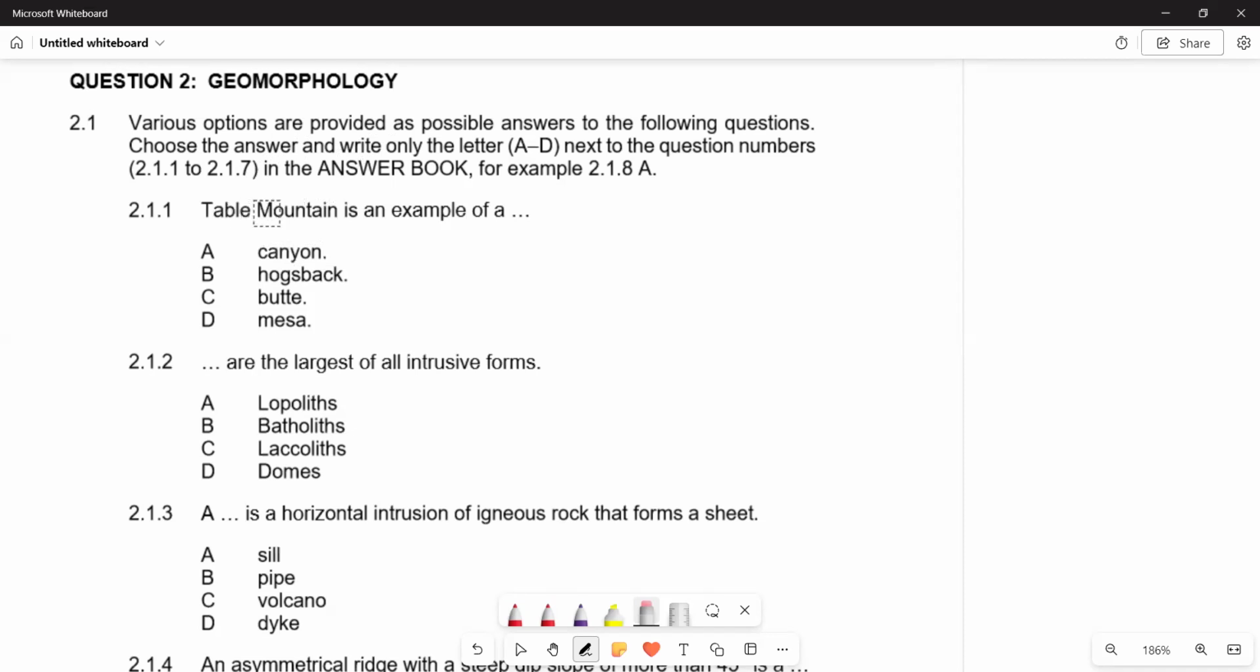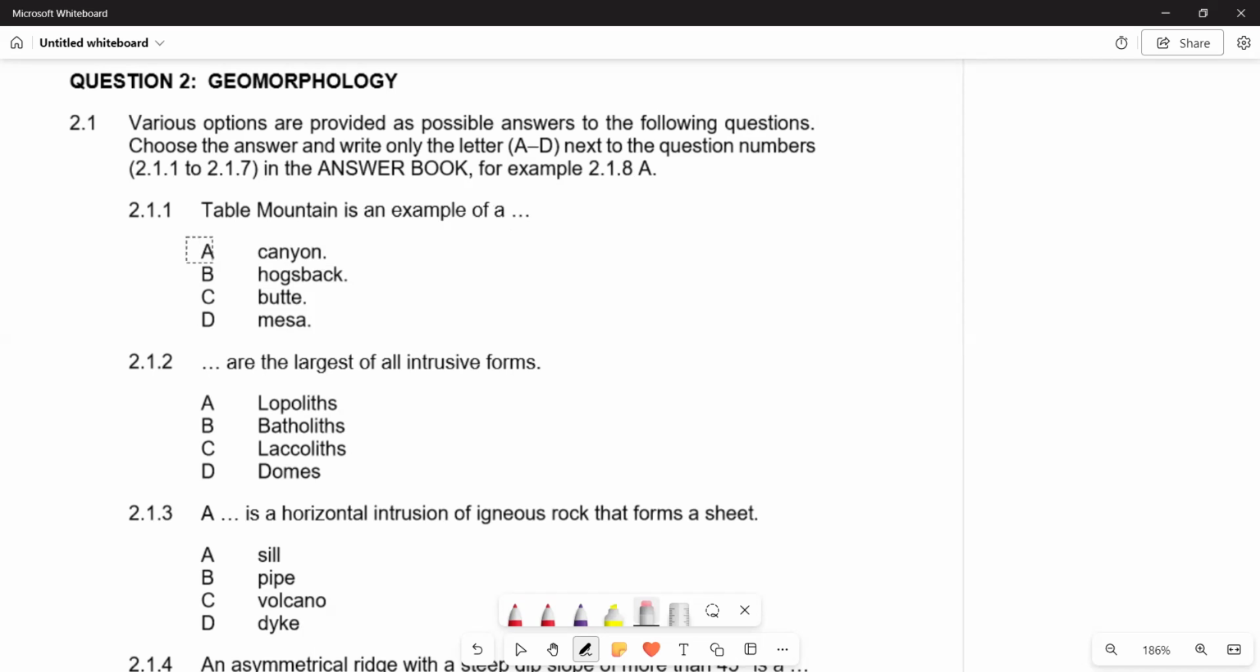Our question reads on 2.1, various options are provided as possible answers to the following questions. Choose the answer and write only the letter A to D next to the question numbers. We've got 2.1.1 to 2.1.7 in the answer book. For example, you are given an example of how you are supposed to present your work in the answer book.